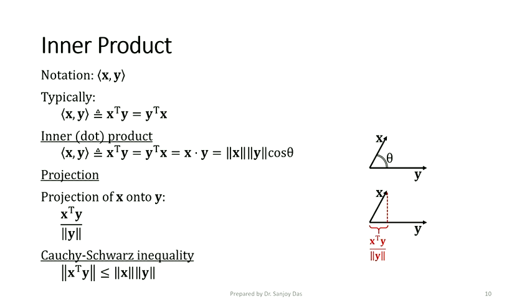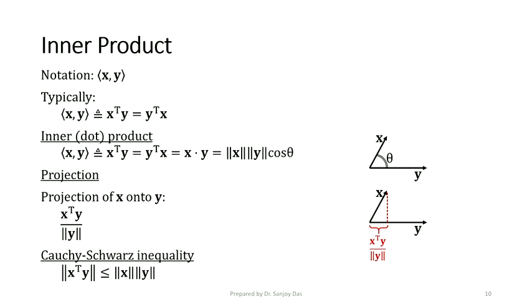Cauchy-Schwarz inequality: the norm of X transpose Y is less than or equal to the norm of X times the norm of Y. Why? Because you have the cosine theta, which is between 0 and 1. Any questions? Now observe this is a scalar, X transpose Y. The norm is just the absolute value.